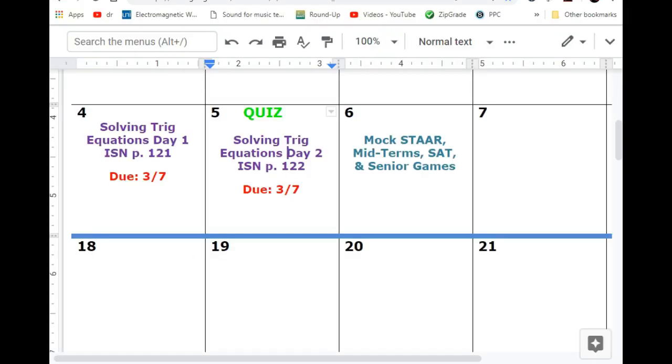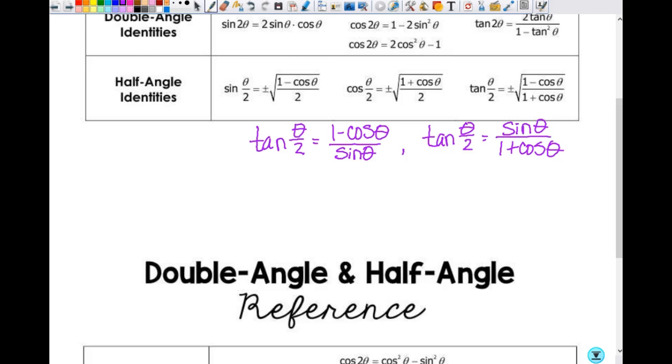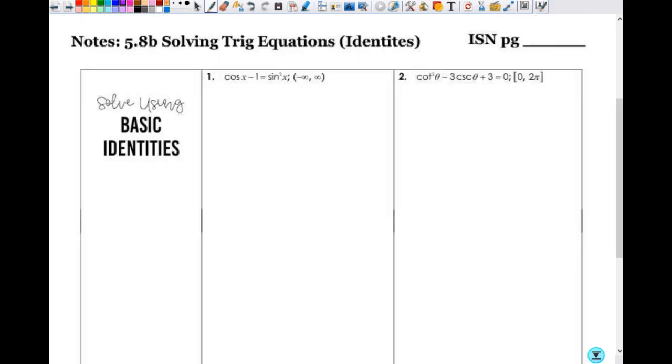All right, so then what we're doing today is going on page 122. We are still solving these trig equations. Yesterday we solved them basically just using algebra solving skills and factoring skills that we already have. And today we're going to use those same skills plus some identities.